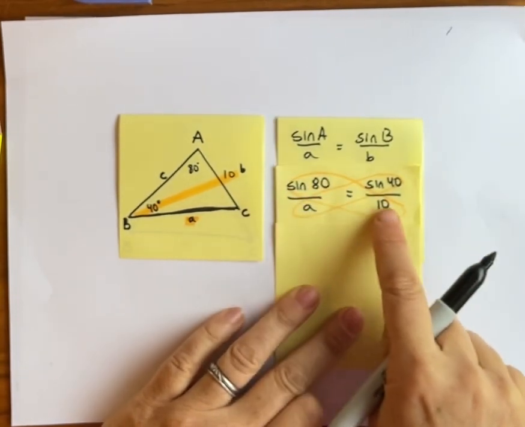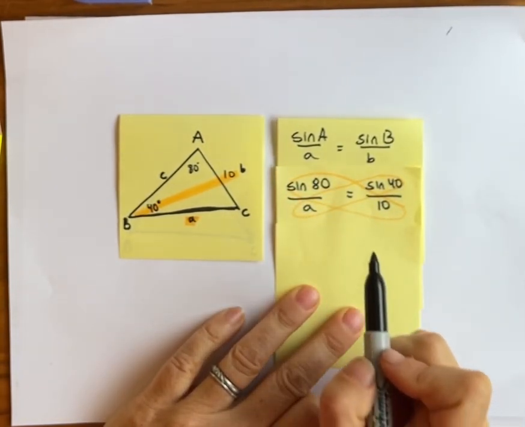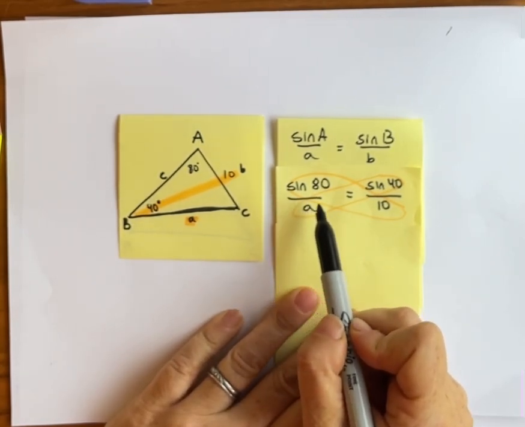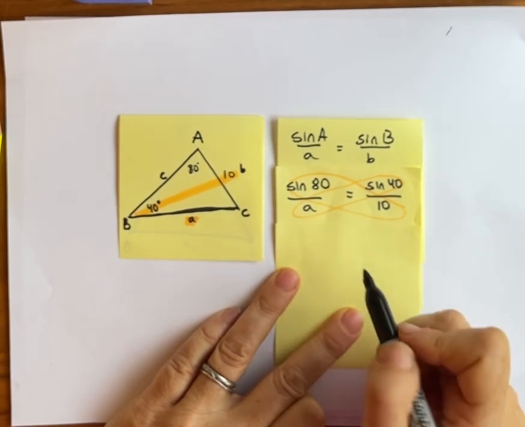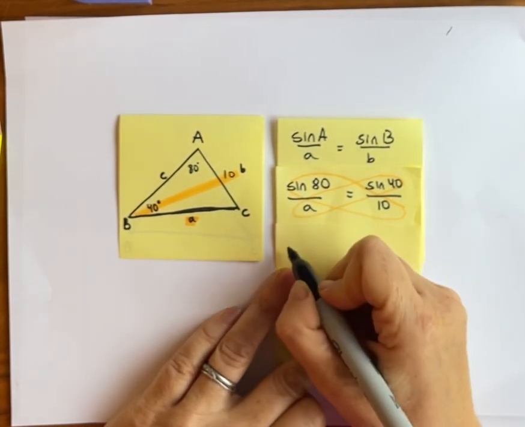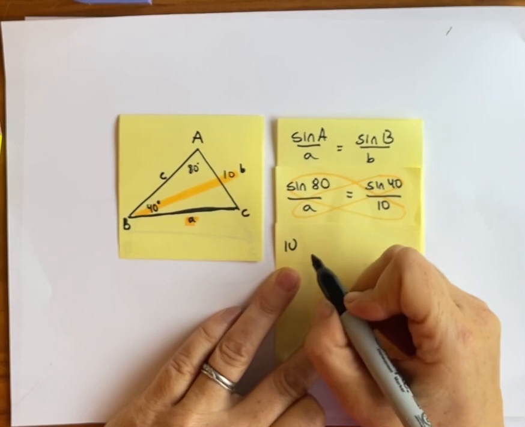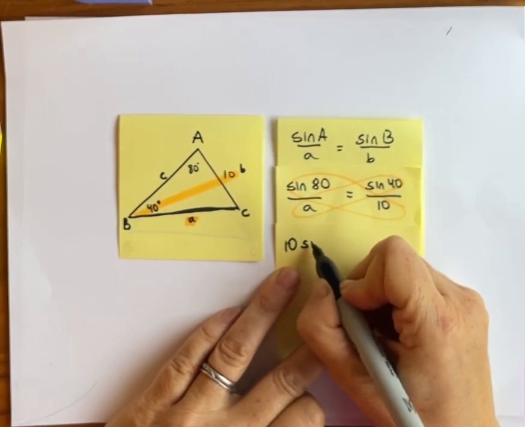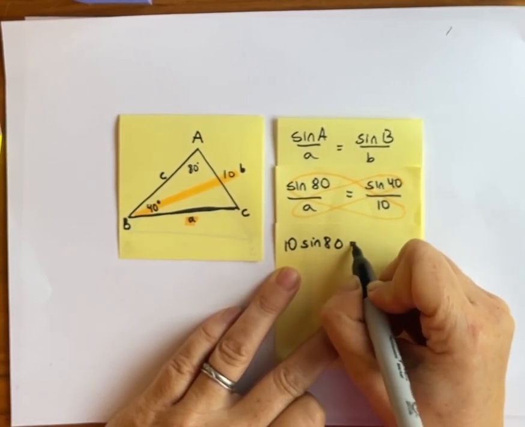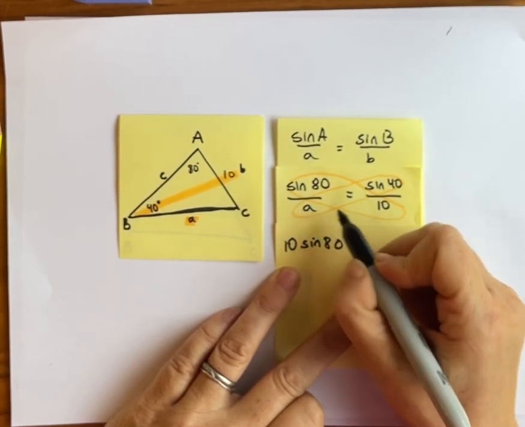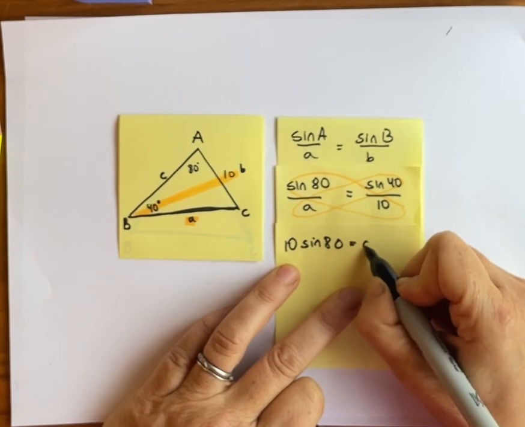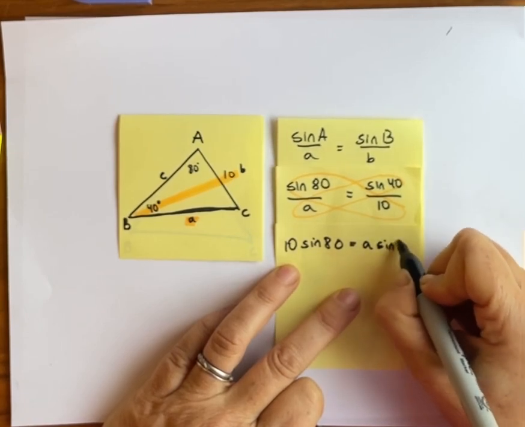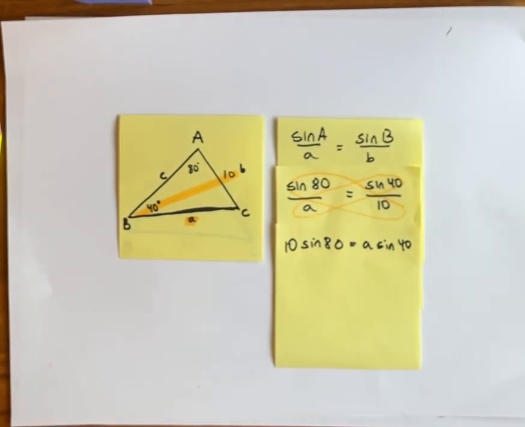Now I circled these to let you know how I can solve it. I don't know if you remember this, but with fractions, you can cross multiply and get an equivalent equation, still equal. So I'm gonna do 10, the bottom number, times the opposite top number, sine 80, equal to a, and I always put the number or variable in front of the trigonometric expression, a times sine 40. Okay, that still does not look very solvable.